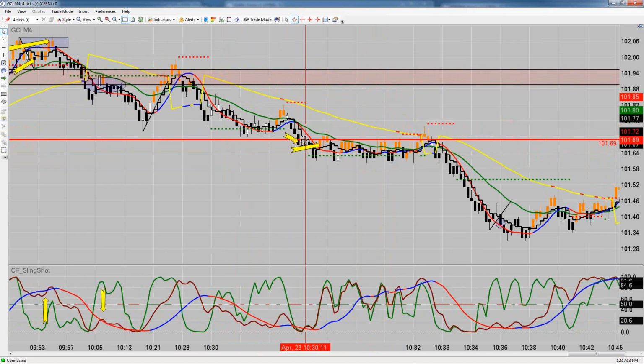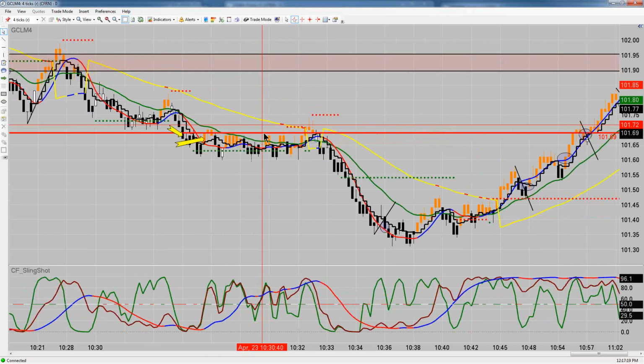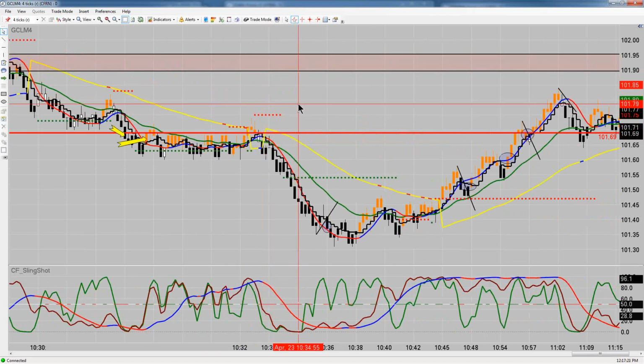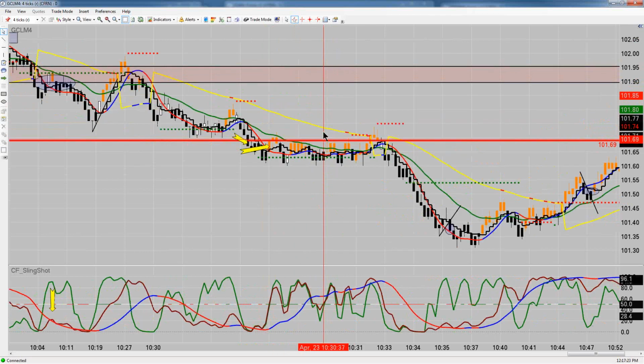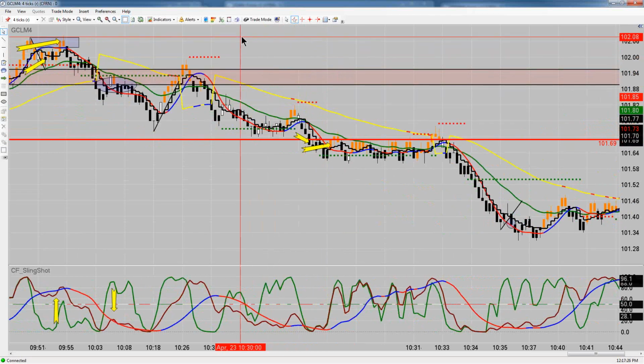The next trade that we took on crude was right over here. This was a breakout trade. Now this morning when the crude inventories came out, we had given 2 numbers. We had given 101.69 and I believe it was 102.09. I think those were the numbers.